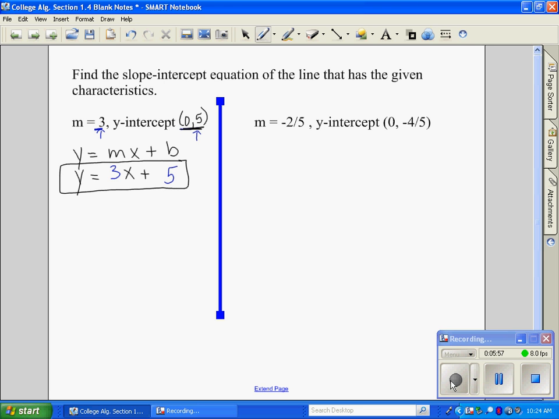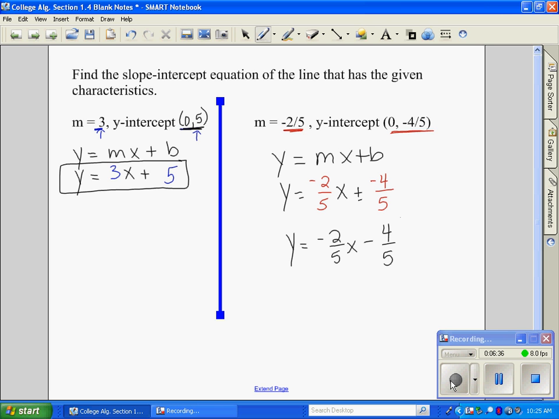Okay, in this next example, my slope is negative 2/5 and my y-intercept is (0, negative 4/5). So I write my formula, and then I'm going to substitute my m in, which is negative 2/5. And then I'm going to put my b in, which is my y-intercept (0, negative 4/5). That means my b is negative 4/5. Y equals negative 2/5 x plus a negative, but most of the time we will rewrite that as negative 2/5 x, and instead of plus a negative we'll just say minus 4/5, and you leave it like that.